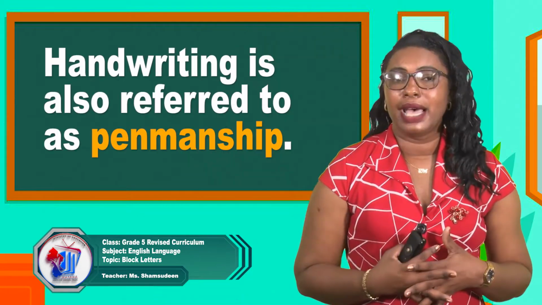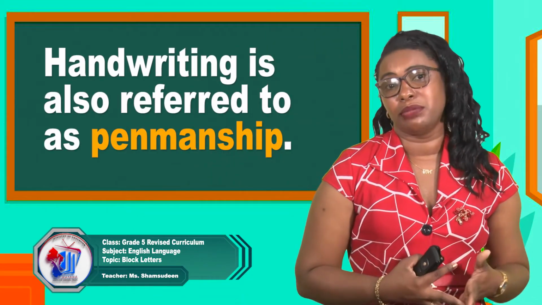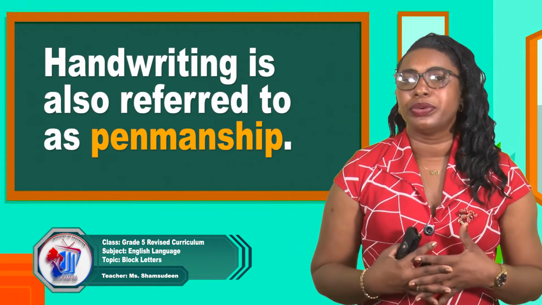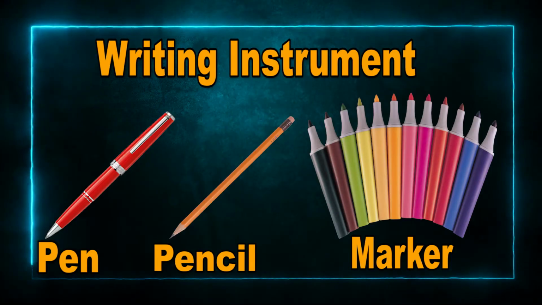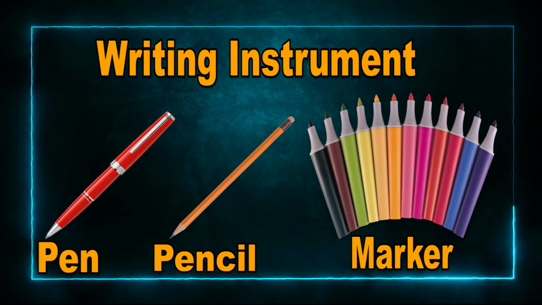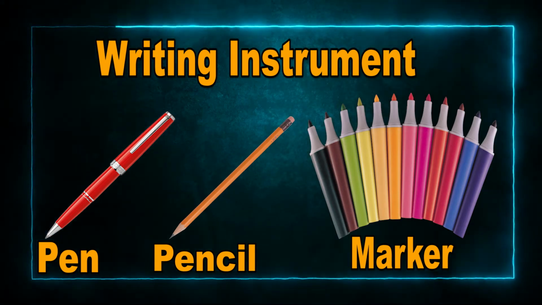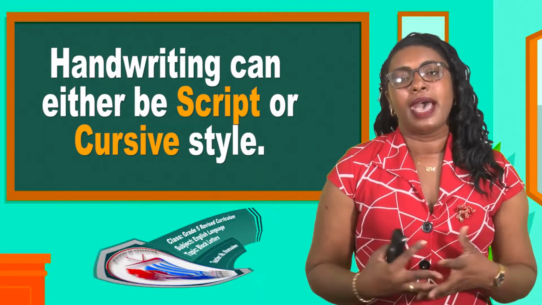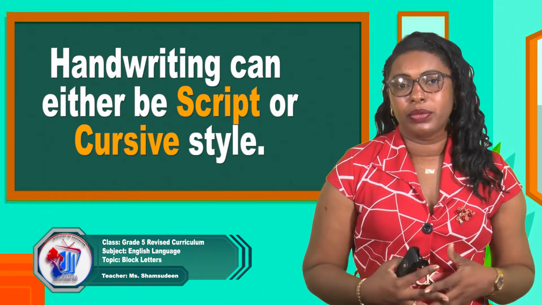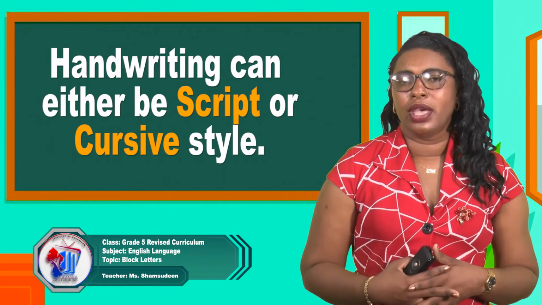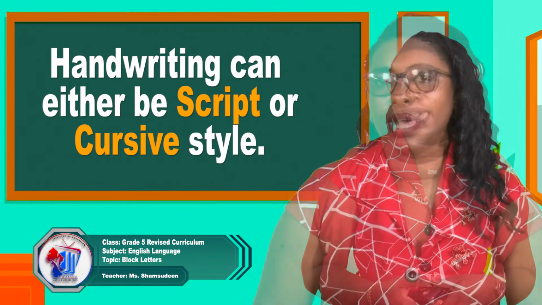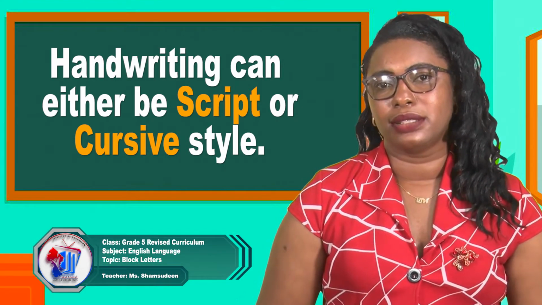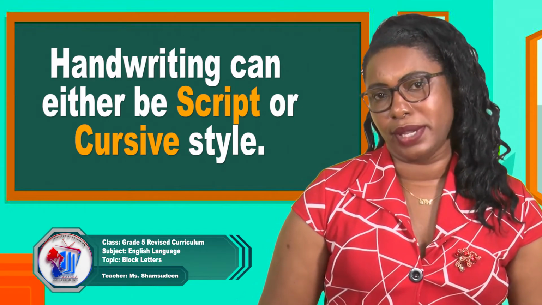In our last handwriting session, we discussed that handwriting is also referred to as penmanship. We also were reminded that handwriting is done with the use of a writing instrument, which is usually a pen or pencil, or for decorative writing we can use markers. Handwriting can either be script or cursive. And then we delved into the details and the elements of both script, and we looked at the elements connected to cursive handwriting as well.